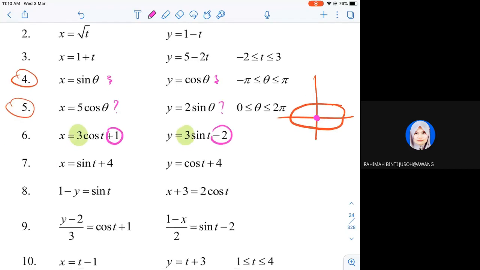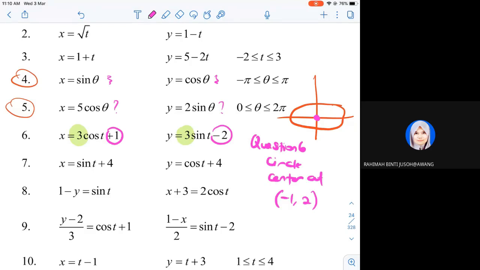Tapi dalam kes ni, dia ada plus 1 dengan negative 2. So center, question number 6 ni. Question 6. Dia adalah circle, center at negative 1 and 2. Macam tu. Okay, negative 1 and 2.